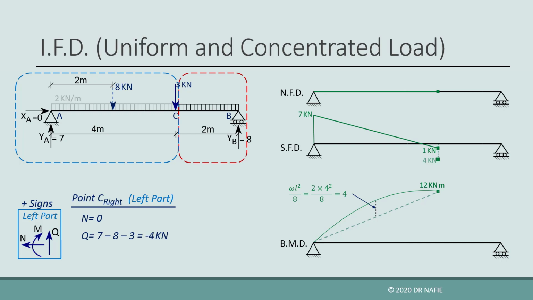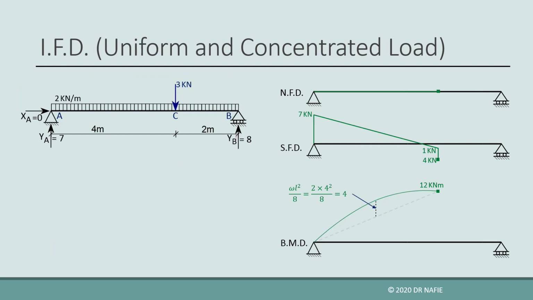We draw the value in the shear diagram and connect it to the value calculated at the previous step using a straight line. The bending moment is calculated by taking the moment of all the forces in the left part about point C. The bending moment will have the same value as the previous step, since the only force added to the left part in this step is the 3 kN concentrated force, which passes through point C and is not included in the moment equation.